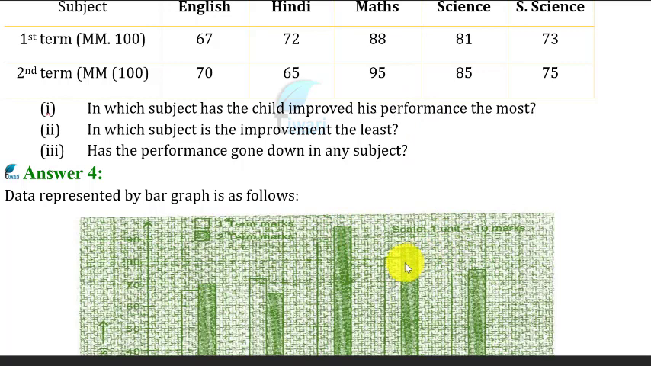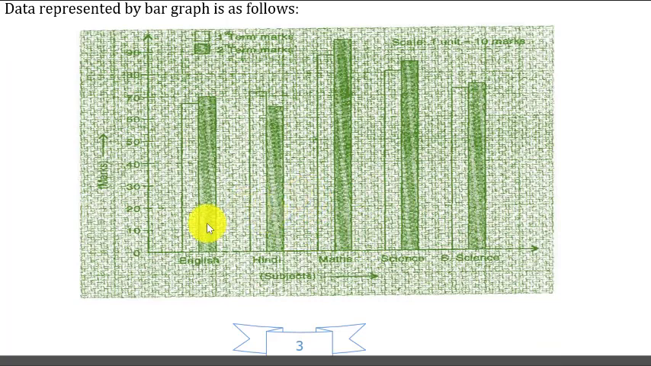And then next we have to move to science. First term is 81, above 81 line, and second term is 85, above 85 line, so mark this, which will be science. And social science, first term is 73, above 73 lines, and the second term is 75, above 75 lines. Just mark this, we get the exact picture. Second term you can shade here.